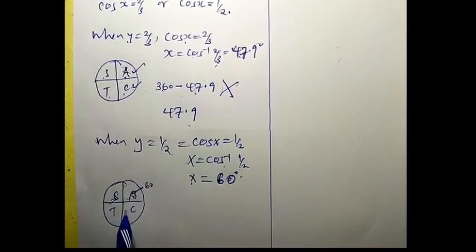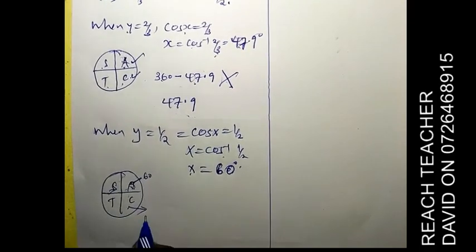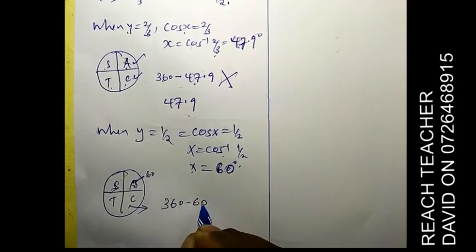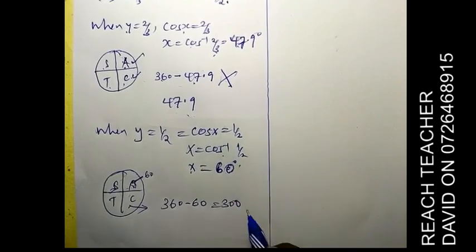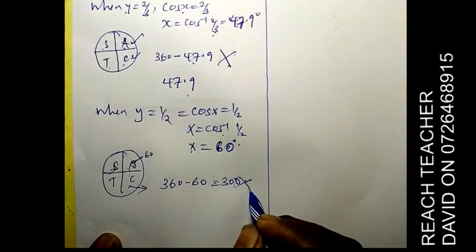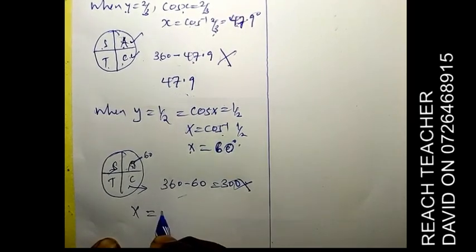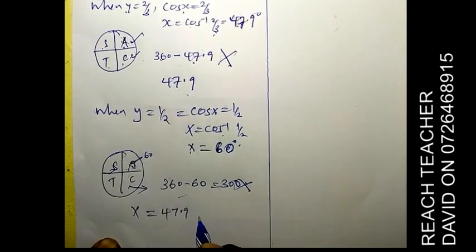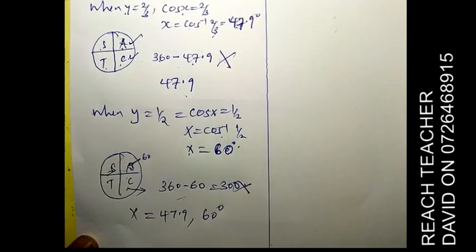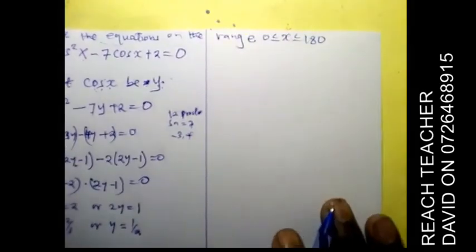Again, the cosine is positive here. How do we get the angle here? We did that in trigonometry 2. So that is 360 minus 60, and this one will give us 300. 300 is more than 180, therefore it is not going to be there. Therefore the angles for x are 47.9 and 60 degrees. And that is it.